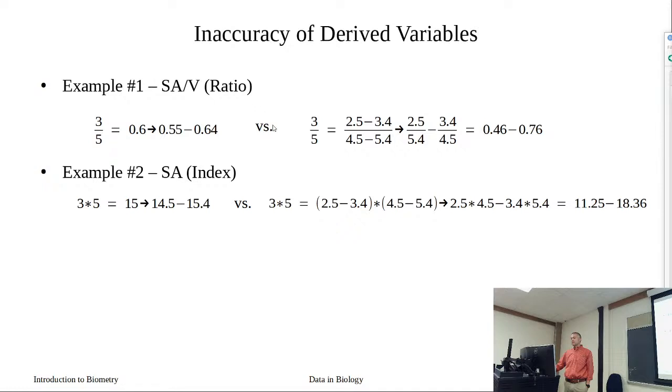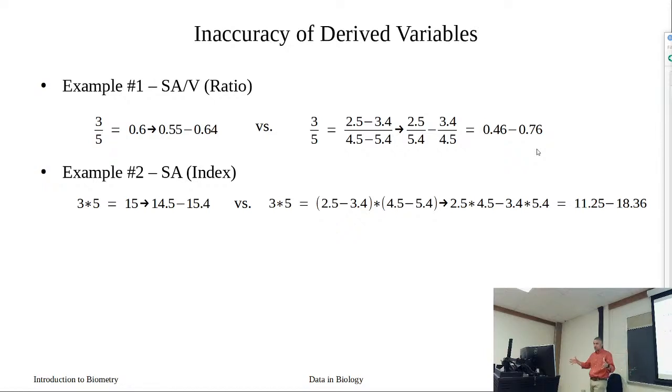What we need to do is recognize that the surface area, this number 3, could be anything between 2.5 and 3.4. The 5 could be anywhere between 4.5 and 5.4. So then what we have to do is take our smallest number here divided by the biggest number here. That represents the smallest value that we can get. And our upper end is the largest value that we can get, which would be this 3.4 over the 4.5. So our actual error range for our surface area to volume ratio would be 0.46 to 0.76.